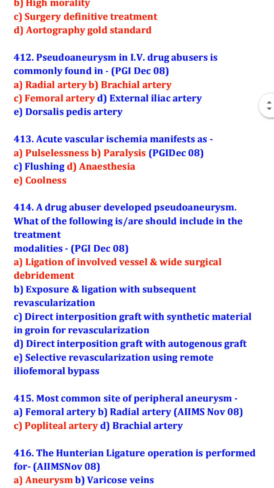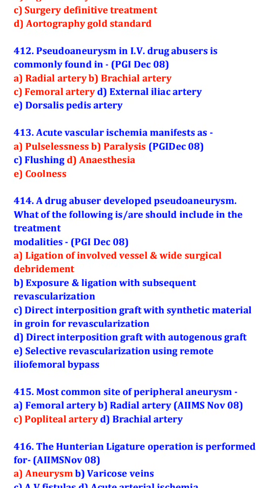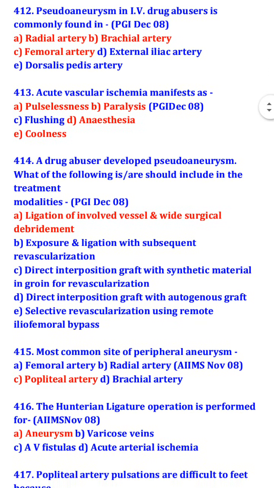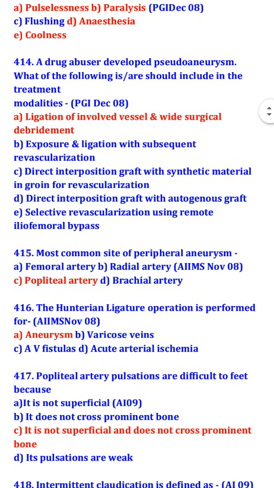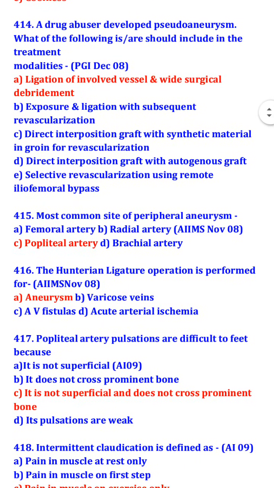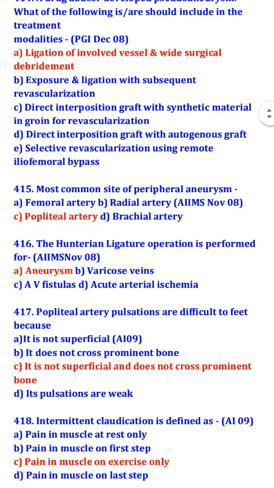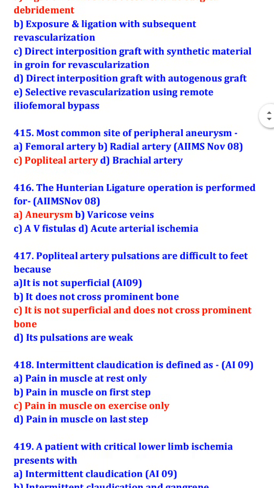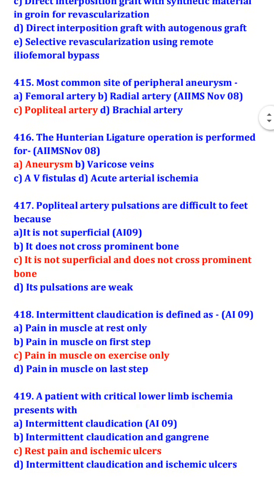A drug abuser developed pseudoaneurysm. Which of the following should be included in the treatment modalities? Ligation of the involved vessel and wide surgical debridement. The most common site of peripheral aneurysm is the popliteal artery. The Hunterian ligature operation is performed for aneurysm. Popliteal artery pulsations are difficult to feel because it is not superficial and does not cross a prominent bone.